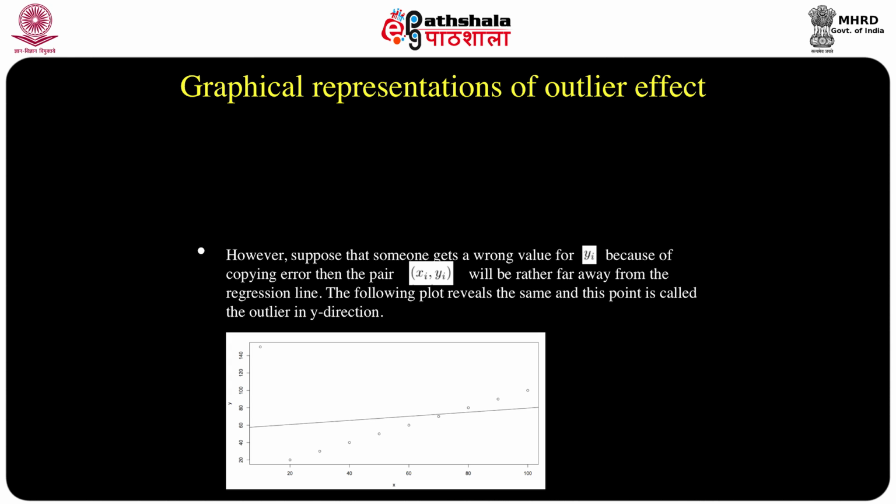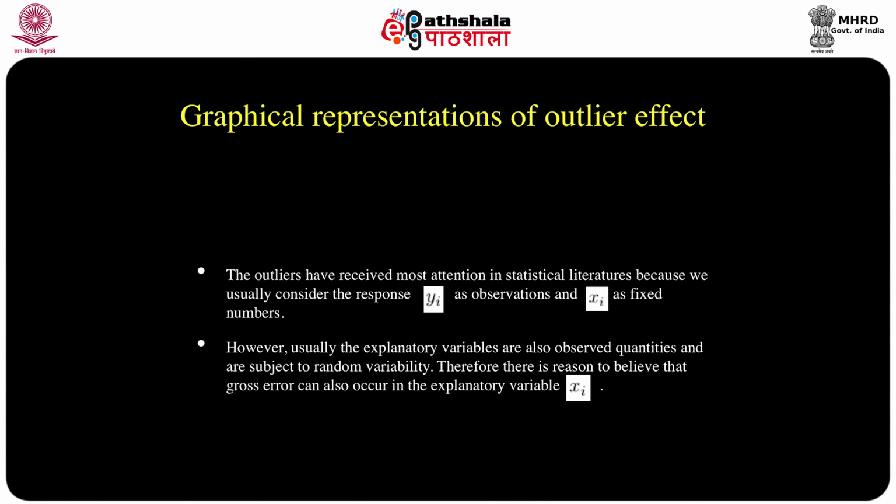However, suppose that someone gets a wrong value of yi, or if one value of yi is different from what we had in the original dataset, and that point happens to be further away from the remaining values of the yi variable, then the pair (xi, yi) will be rather far away from the regression line. The following plot reveals that the point is going to be an outlier in the y direction, and the regression line that we have plotted using this dataset is now tilted.